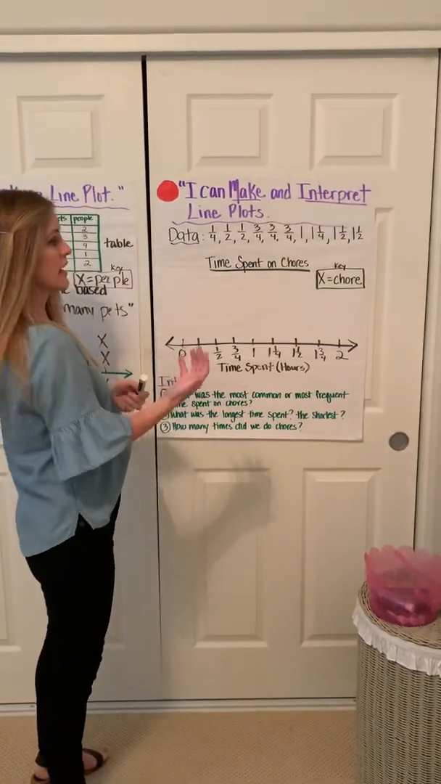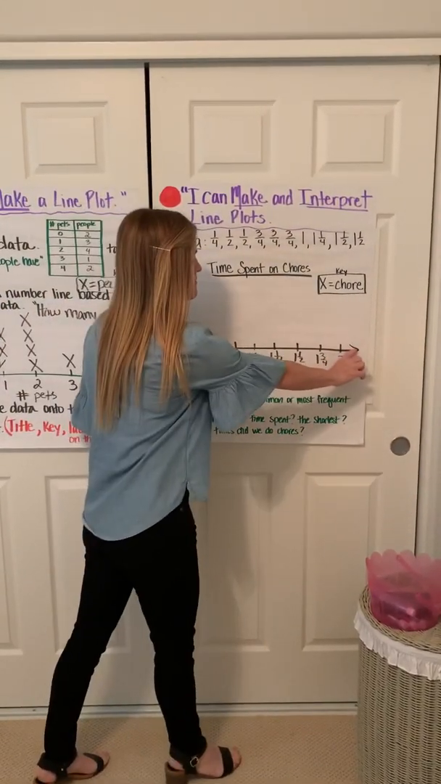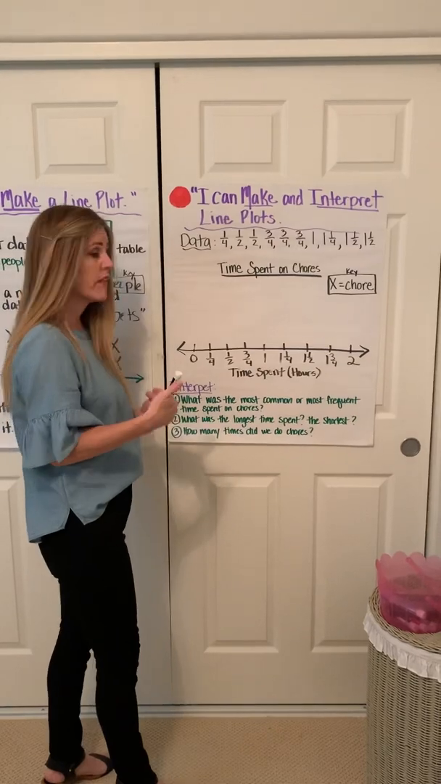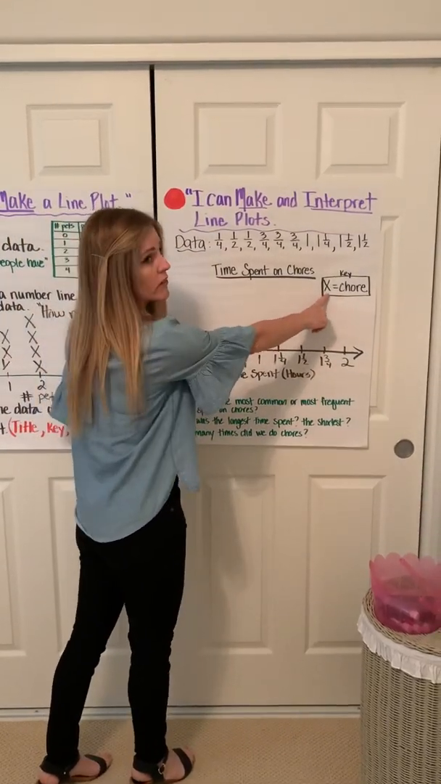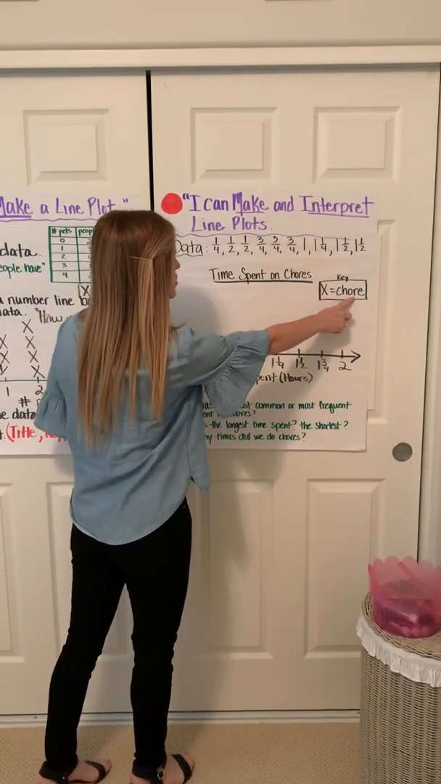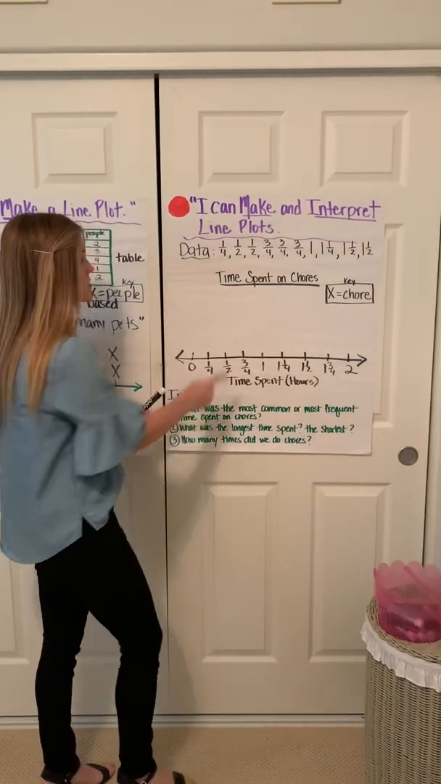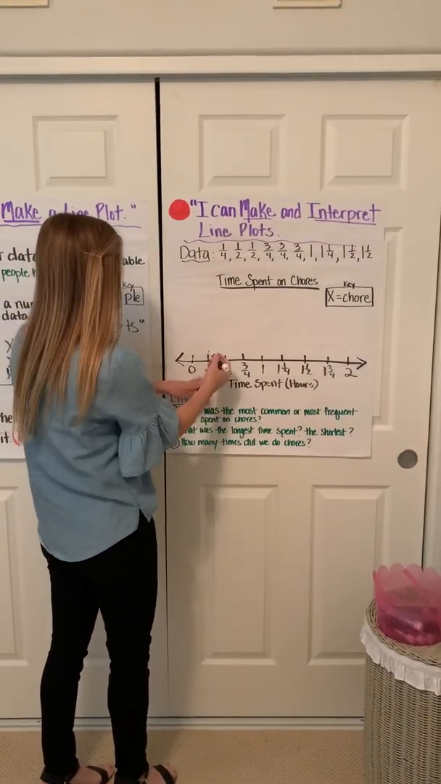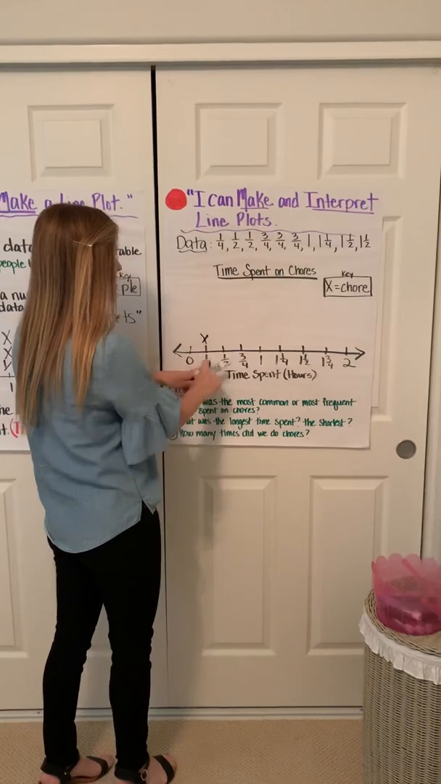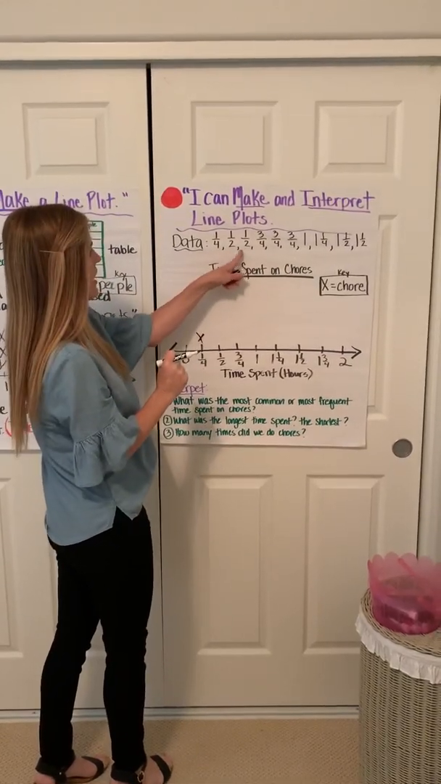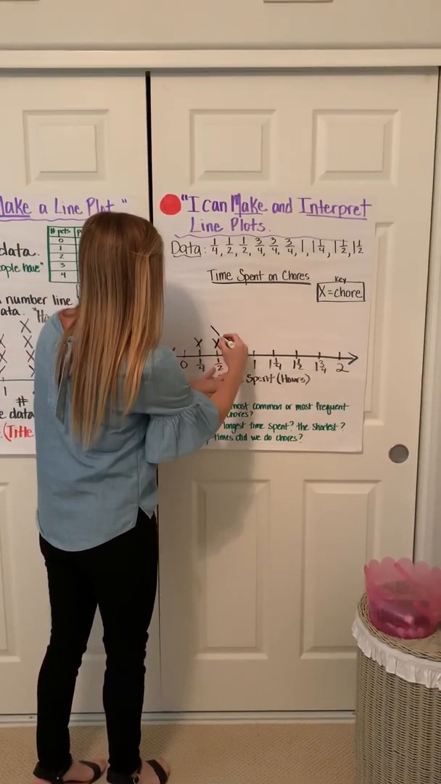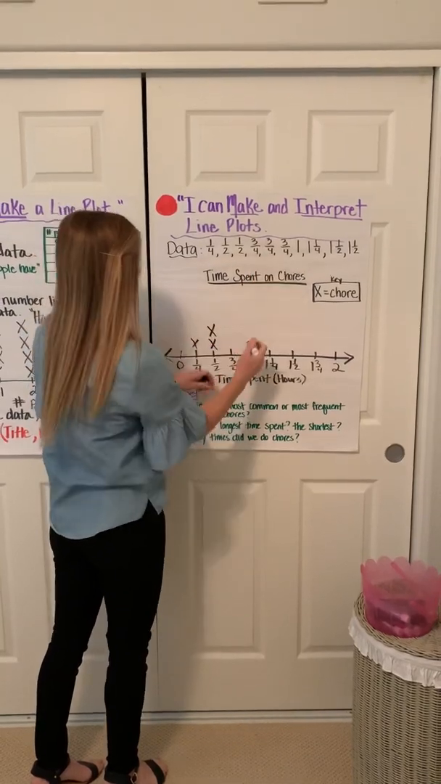All right, so my second step, now that I've created my number line, is to plot on that number line. Now the X, I've already put my key, X equals chore. So now I'm just going to plot the chores. 1/4, I only have one of those. Remember, the X goes vertically above the number. 1/2, I have 2, so I would place 2 X's. 3/4, I have 3.